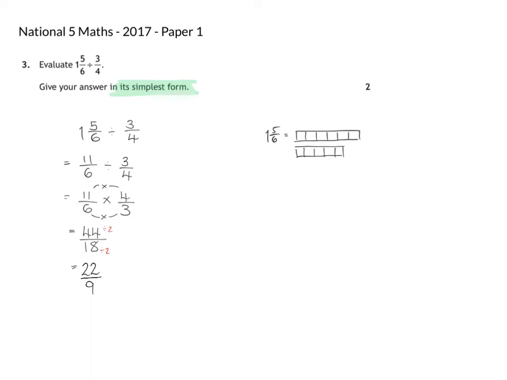So let's look at where the marks come from for this. It's worth 2 marks. You get 1 mark for getting to the line of 11 over 6 times 4/3, so you need to start your simplification and know how to divide your fractions. And then your final answer gets you your second mark, which is 22 over 9, or if you've changed it back into a mixed number, you would get the second mark for 2 and 4/9.